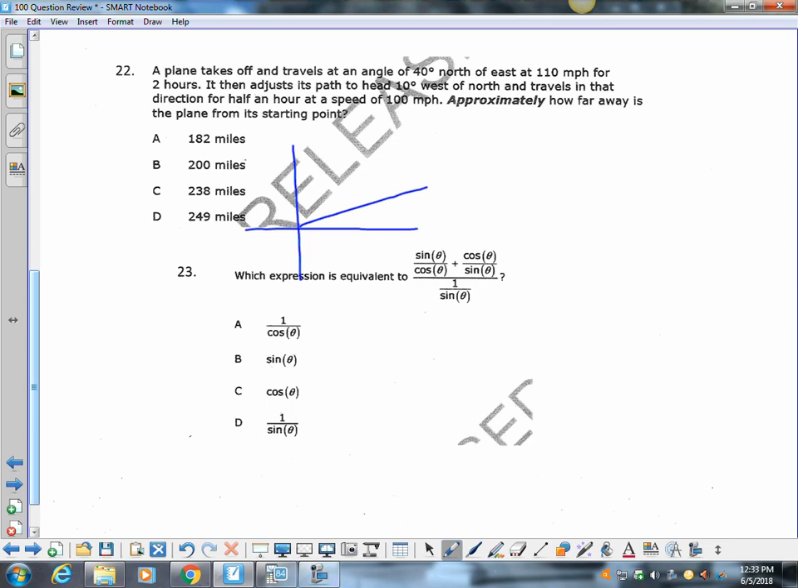40 degrees north of east. He goes 110 miles per hour for 2 hours. That makes him go 220 miles. And then, this is just your north, south, east, west. Then he's going to adjust his path, and he's going to go 10 degrees west of north. So I go north, and then I go west of north, 10 degrees. And he goes that direction for half an hour, so 30 minutes at 100 miles an hour, so that's 50. And I want his distance.